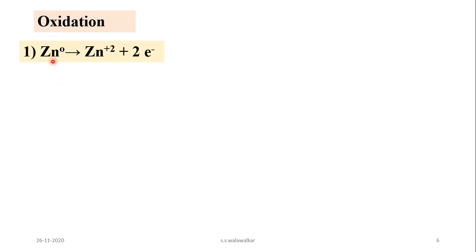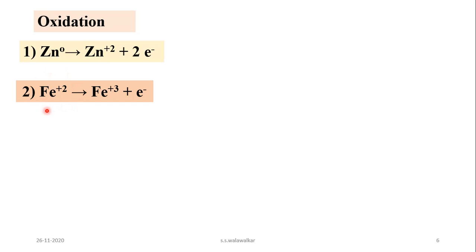Here zinc metal, its oxidation number is 0 as it is in the uncombined state. It loses 2 electrons and forms zinc ions. Here it loses 2 electrons. That means it is an oxidation, loss of electrons. Another example, Fe+2 ion. It is formed from Fe atom, Fe metal. Fe metal, when it loses 2 electrons, forms Fe+2.